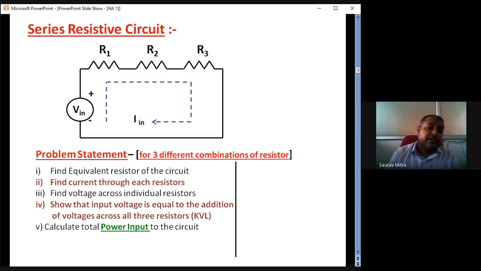So I can ask you, how much is the power in this input voltage? Input voltage power means whatever voltage source you are showing. Okay, how much is the power delivered by that voltage source?